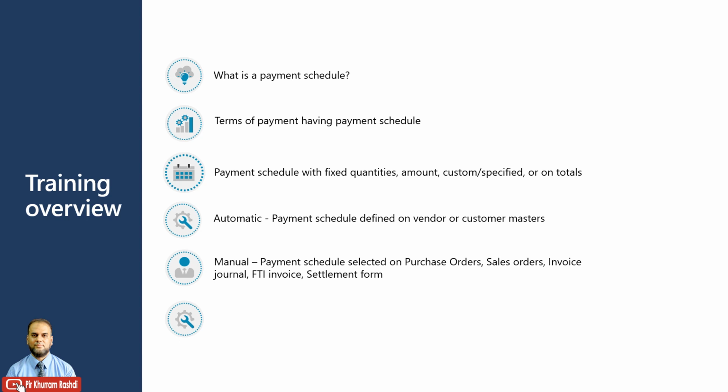Then we also have the manual options. Manual means when you don't define payment schedule on the master side, customer master or vendor master, you can also define it manually for each purchase order or sales order, or an invoice journal on the payable side, or a free text invoice, or even the settlement form where you settle an invoice with payment. Then ultimately we will also follow a demonstration.